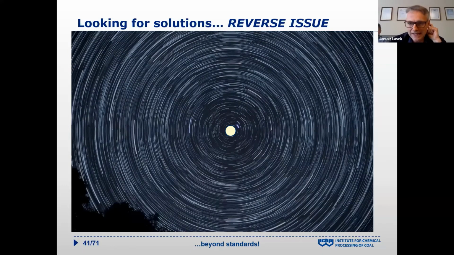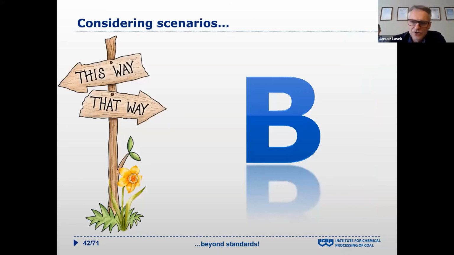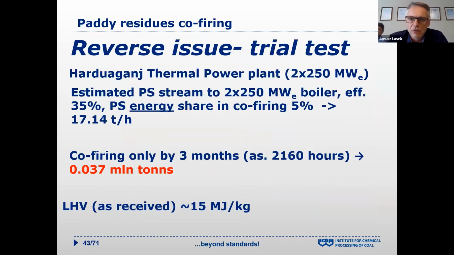Yeah. So let's now maybe stop imagining scenario A, when we took all this paddy from Punjab and were trying to calculate how many boilers and how many plants we would require. Let's jump to scenario B, which should give us the answer: can we solve the problem using one Hajugani plant? We took this twice 250 megawatt electric.